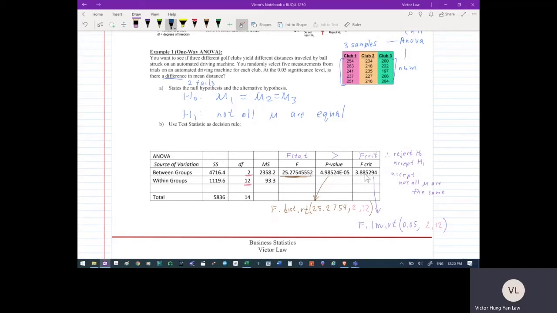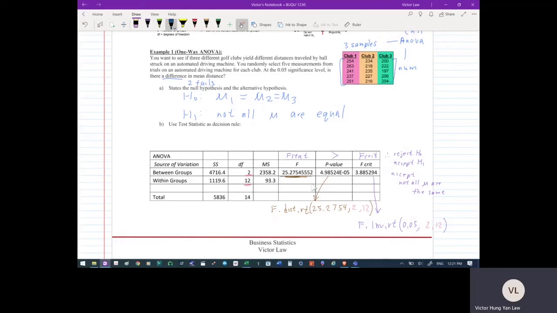Same for F critical. F critical is F.INV.RT. The first variable is your alpha. Alpha is 5%. The second variable is your degrees of freedom 1. And the third variable is your degrees of freedom 2. So we put the 2 and then we put the 12. Those are the two degrees of freedom. So the concept is the same.